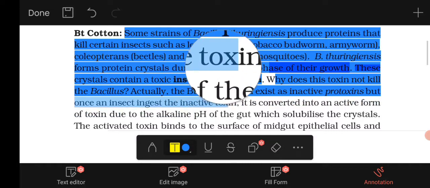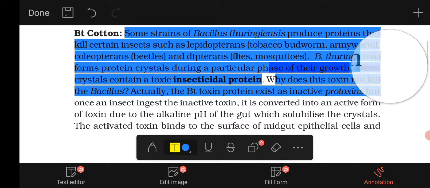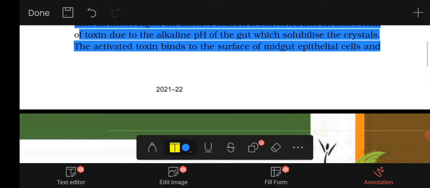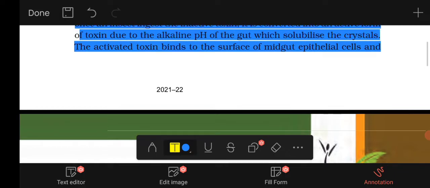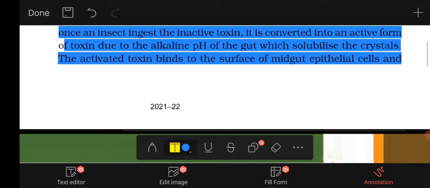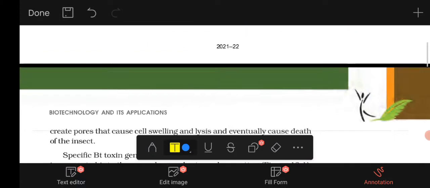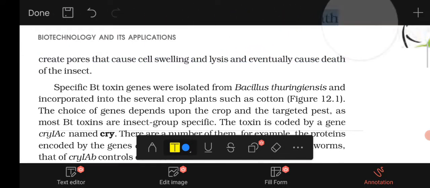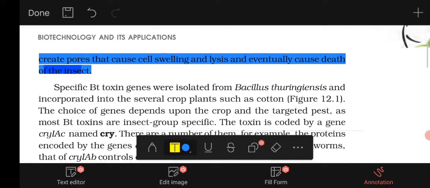But once the insect or the pest ingests the inactive toxin, it gets converted into an active form of toxin. It's because of the alkaline pH of the gut, which solubilizes the crystals. The pH inside the gut of this insect is alkaline, and this alkaline pH is favorable for its conversion to an active form. This activated toxin binds to the surface of the midgut epithelial cells and creates pores, which cause cell swelling, lysis and eventually death.